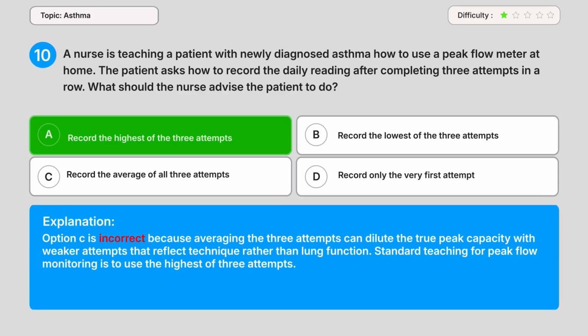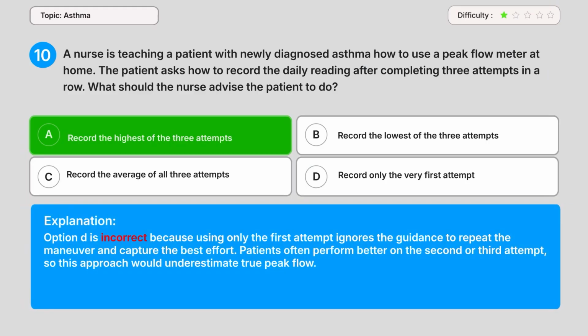Standard teaching for peak flow monitoring is to use the highest of 3 attempts. Option D is incorrect because using only the first attempt ignores the guidance to repeat the maneuver and capture the best effort. Patients often perform better on the second or third attempt, so this approach would underestimate true peak flow.